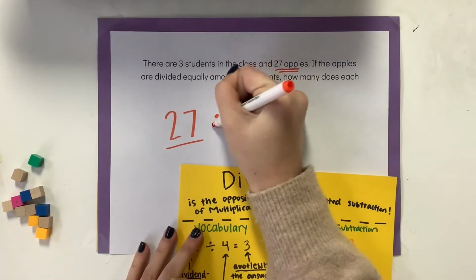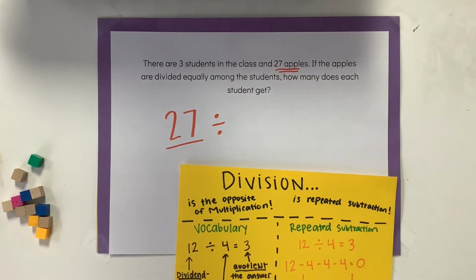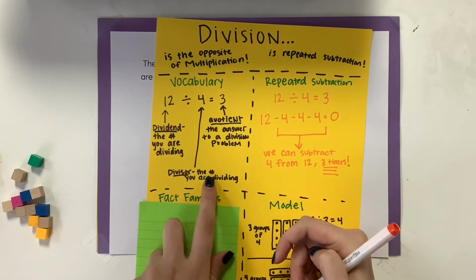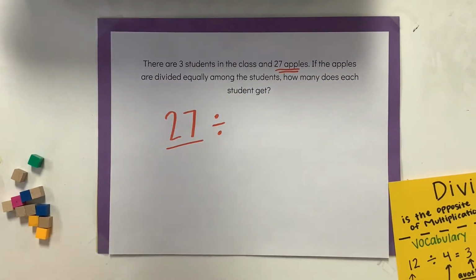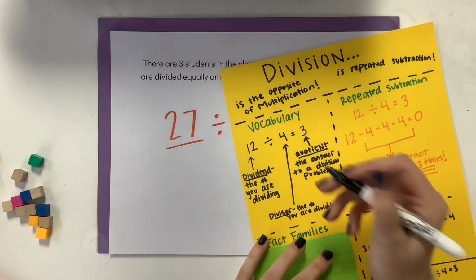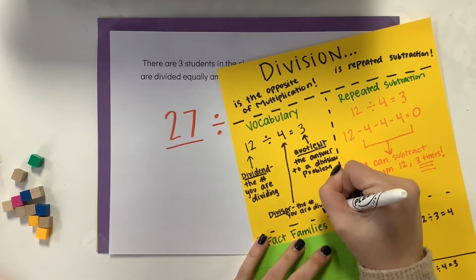Now, what are we dividing it by? That is called the divisor. It's the number you are dividing by. So, looking here, and you know what? I just realized I'm going to write that on the chart. The number you are dividing by.